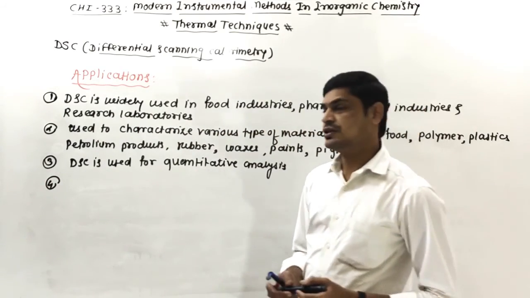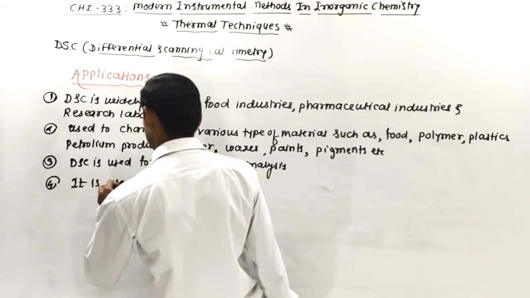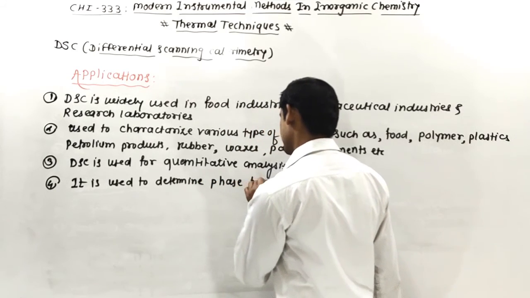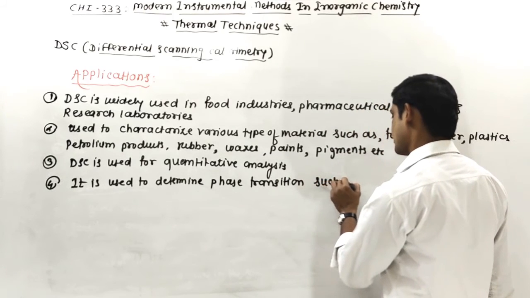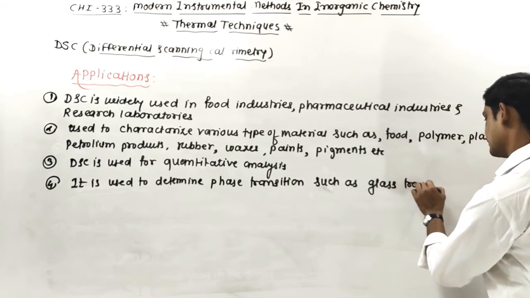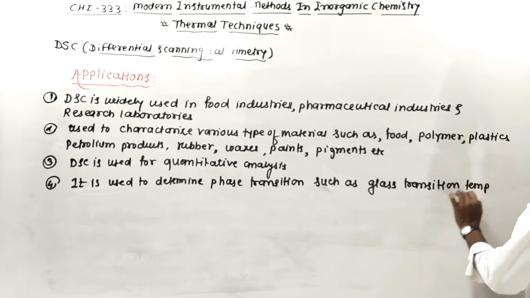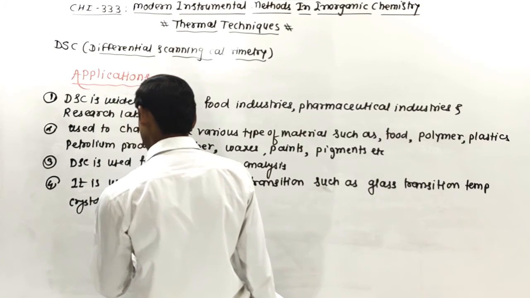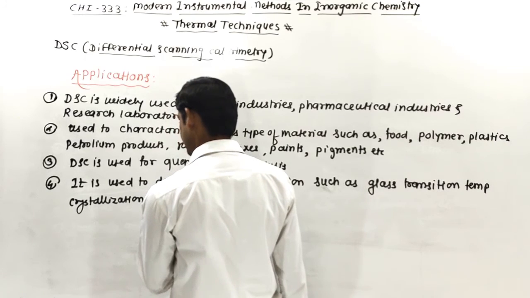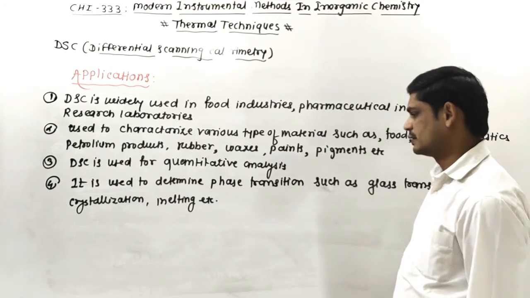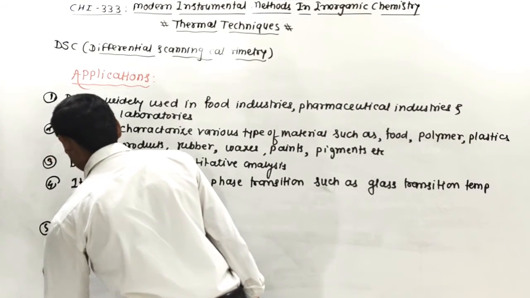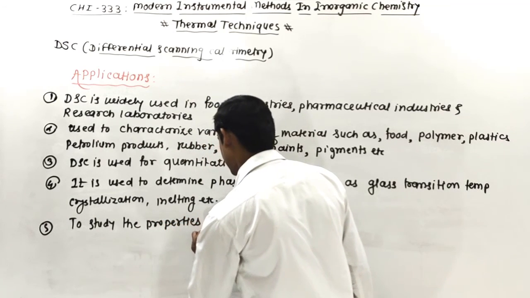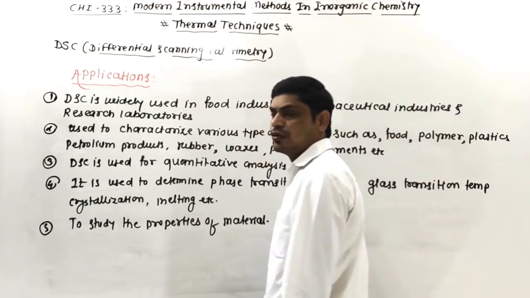Next one is it is used to determine the phase transition, such as glass transition temperature, crystallization, melting, etc. It is also used to study the properties of a material.